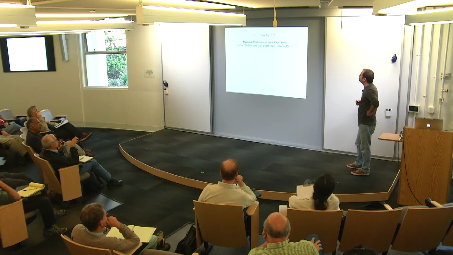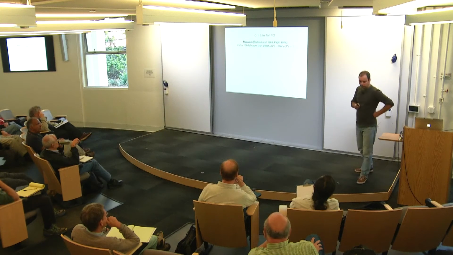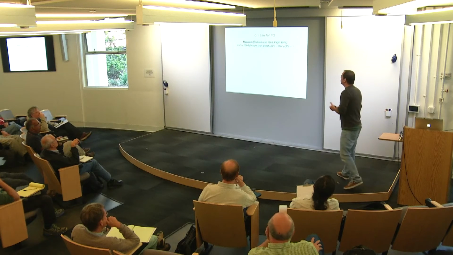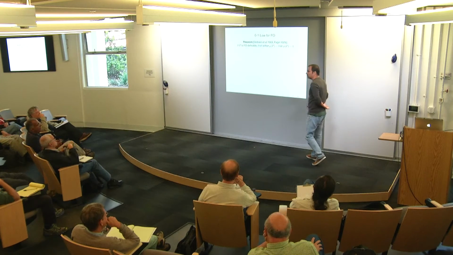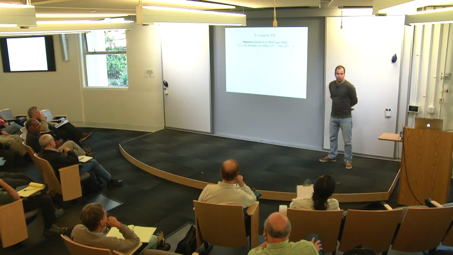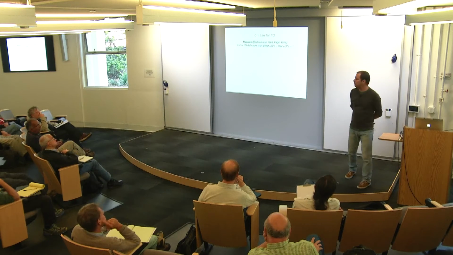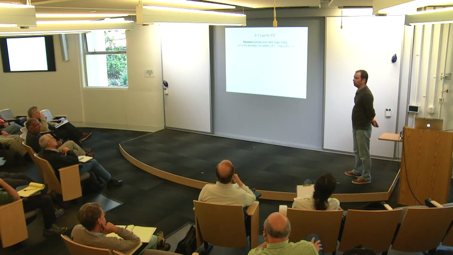All right, so the 0-1 law, this is the use they made. So the 0-1 law states the following. It's a very simple condition. It says that if you have a first order definable property of graphs, then the probability is either 0 or 1. So it's that simple.